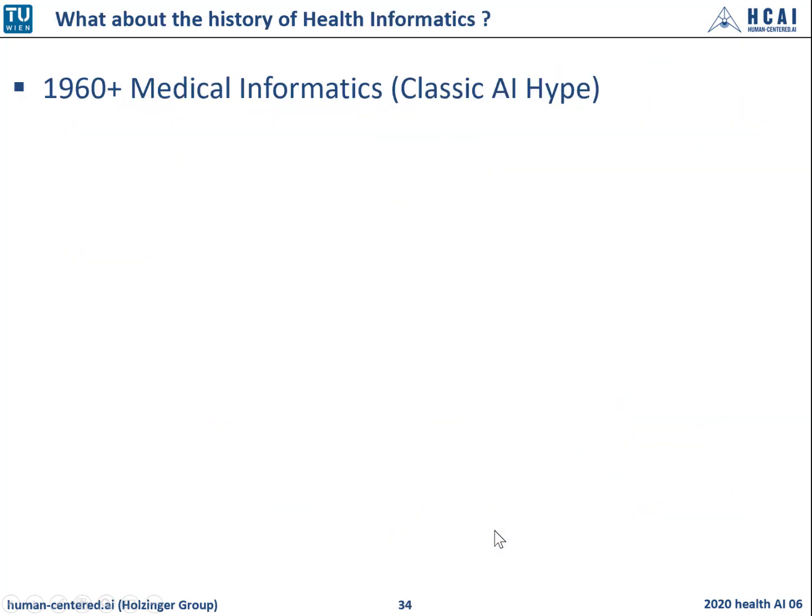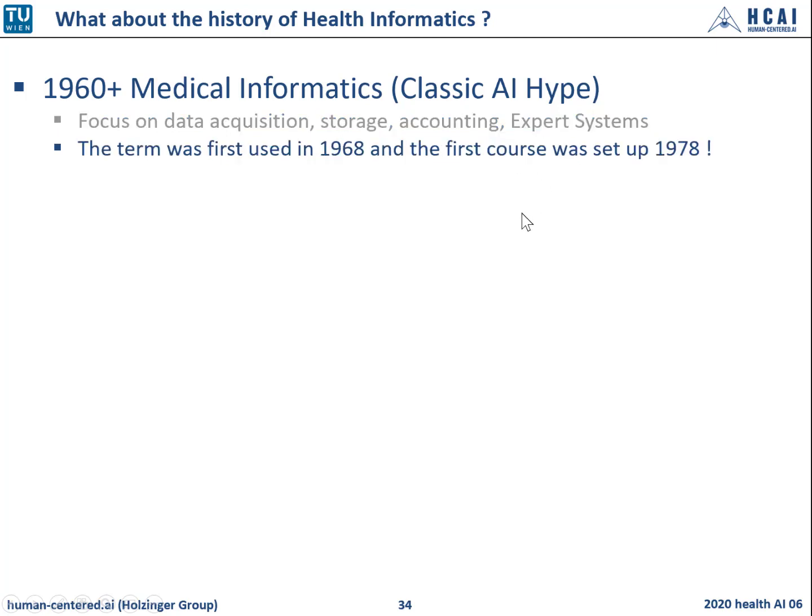So what about the history of health informatics? So this is more important for us. Therefore, we will discuss this a little bit in more detail, because this is important for us in the course Health Informatics. So medical informatics, the classical AI hype. There was the focus on data acquisition, on storage, accounting, and the early expert system. So this is typically medical informatics at this time. And the term medical informatics was first used in 1968, and the first course was set up in 1978, 10 years later. So this is very interesting.